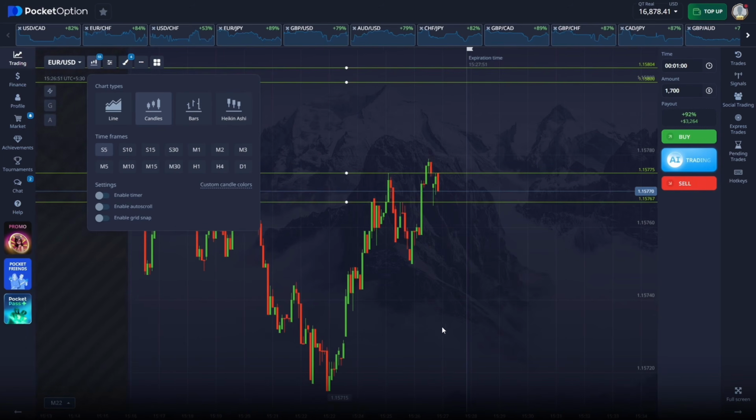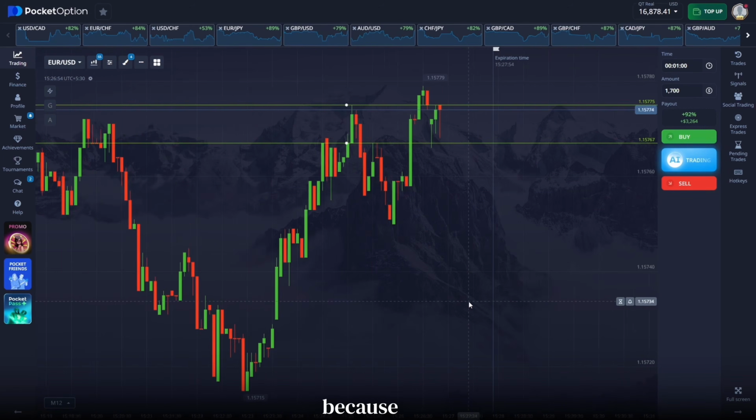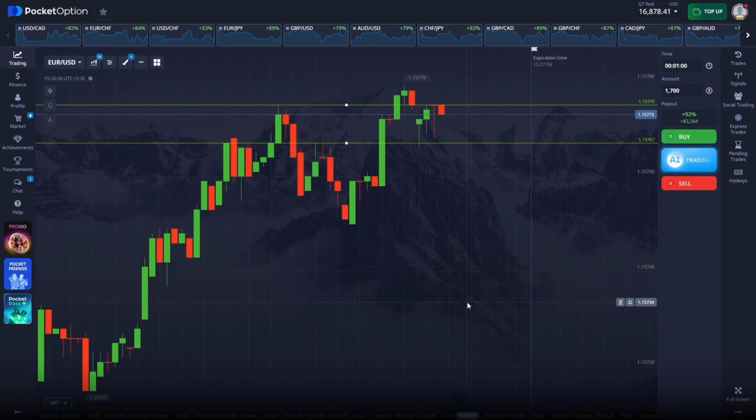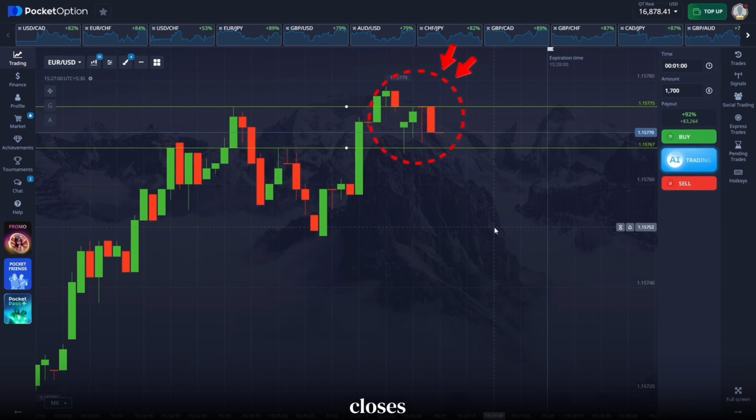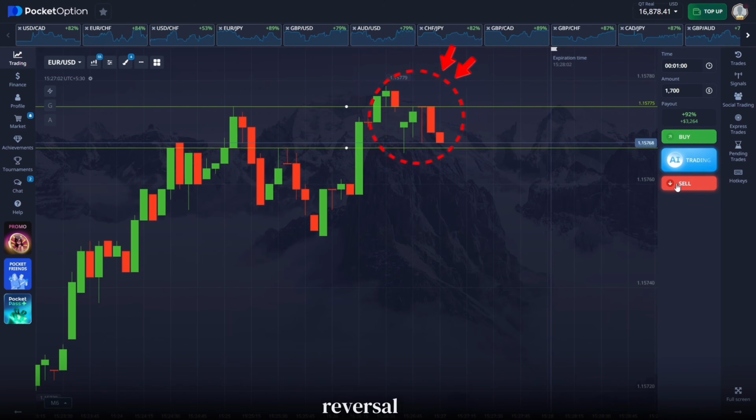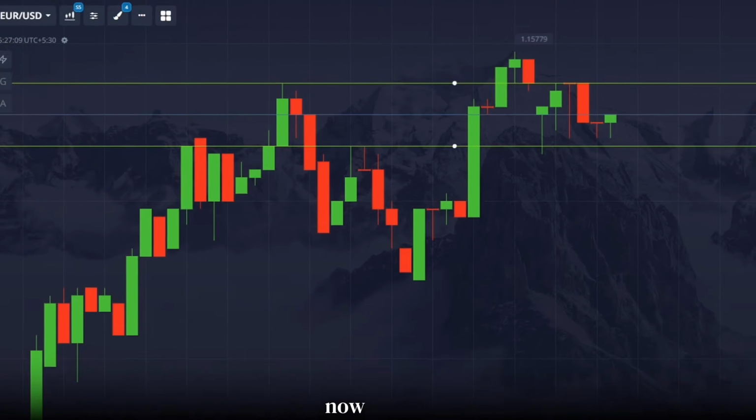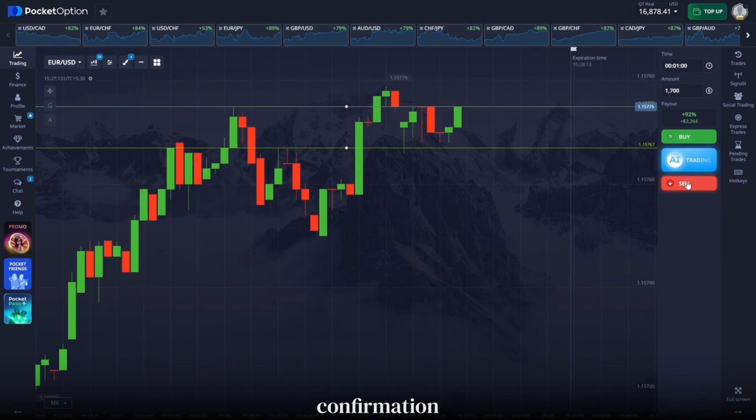Sometimes you can lose because the price can fluctuate. And okay, the 1 minute candle closes inside the zone. Chances of reversal are high. I will place my trade if I have solid confirmation. Waiting for a confirmation now. Selling confirmation is required here. A solid bearish candle.